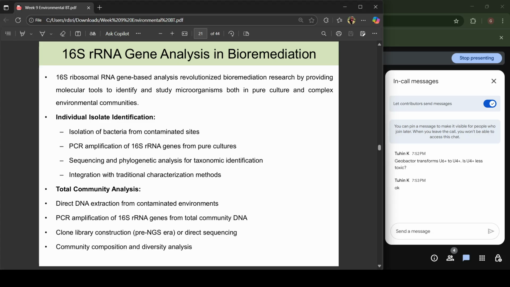So based on this, we were able to trace metabolic relations between different organisms. All these we were able to perform. So 16S rRNA is a great revolution in bioremediation research, especially. And it can be used for both pure culture analysis as well as consortium analysis.